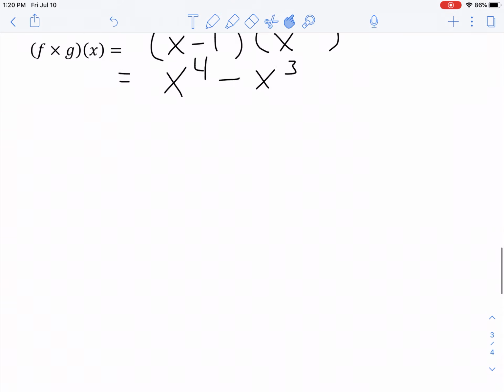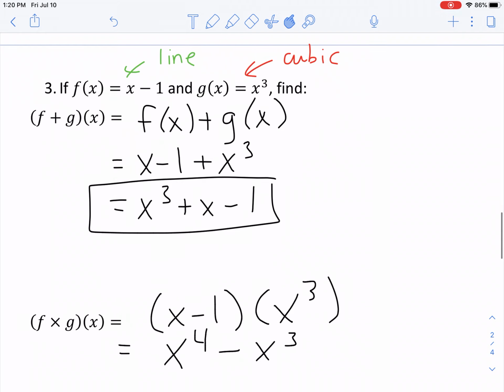And I think that's it. So we're all done. Next time we'll look at composition.